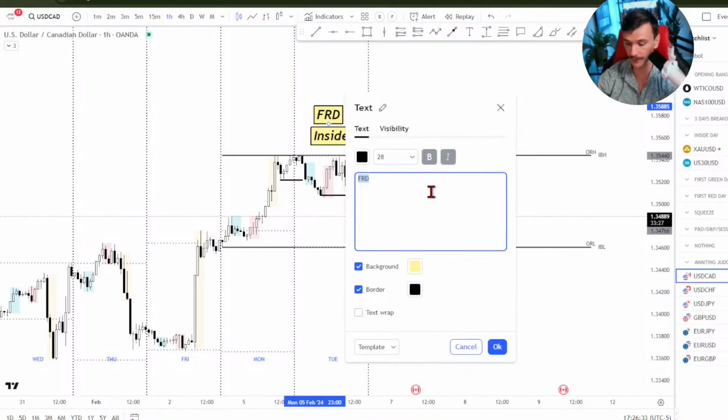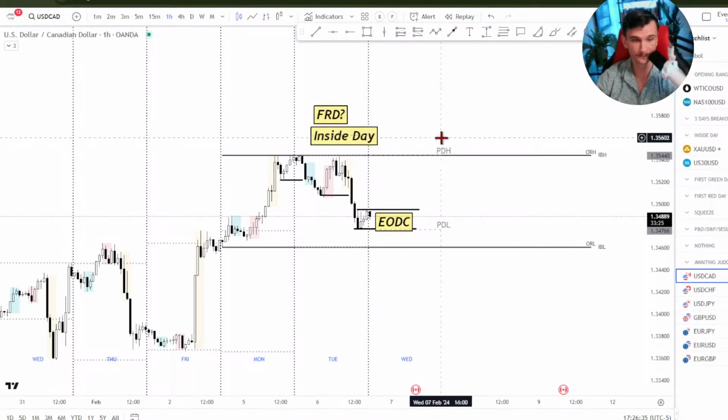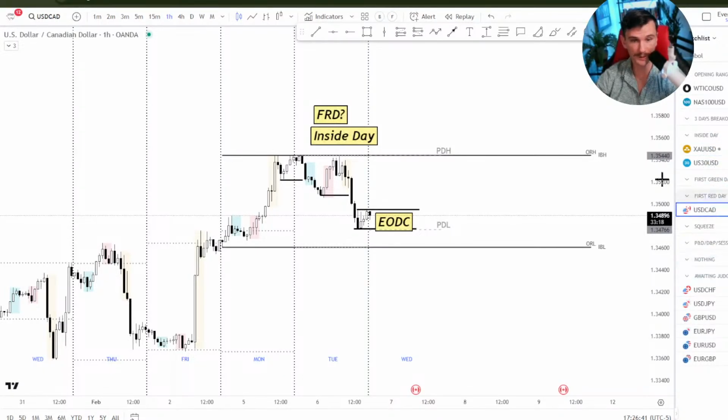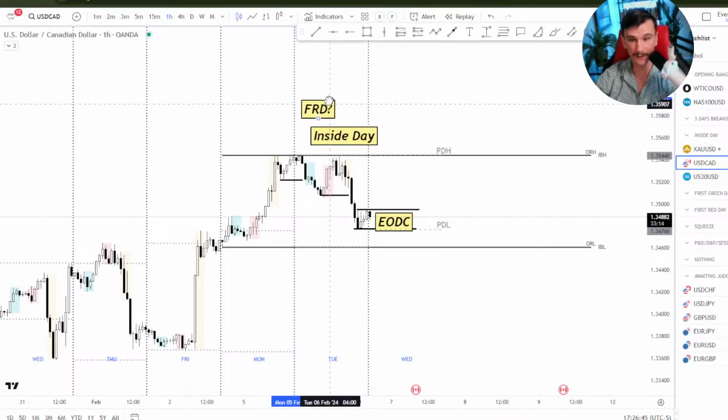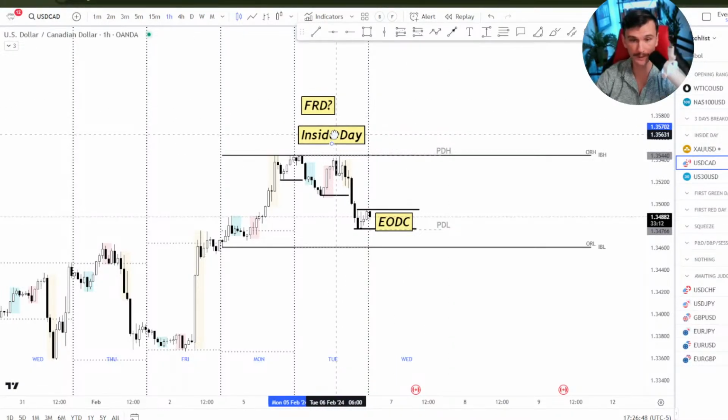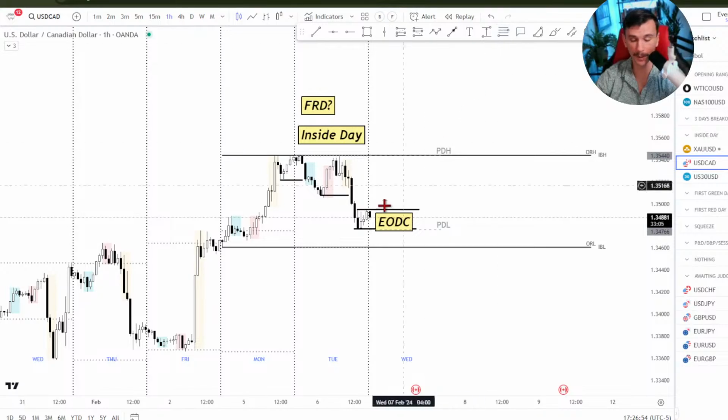I'm actually going to put a first red day question mark. And let's put this up into, again, I think I'm going to put this in first red day, but I'm going to put this in inside day. I am not married to that first red day idea. This looks more like a weekly template style of trade where they've pumped it inside, consolidate, dump, consolidate, maybe for pump. So I'm not married to the short.